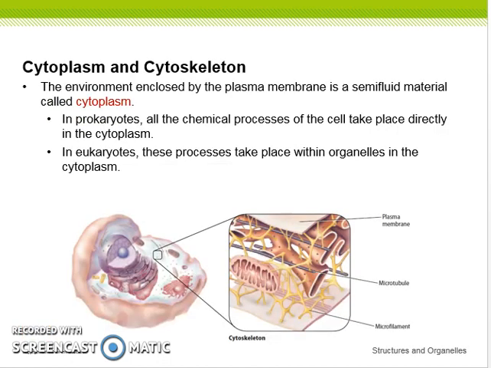So cytoplasm and cytoskeleton. The environment enclosed by the plasma membrane is a semi-fluid material called cytoplasm. In prokaryotes, all the chemical processes of the cell take place directly in the cytoplasm. But in eukaryotes, these processes take place within organelles inside the cytoplasm.